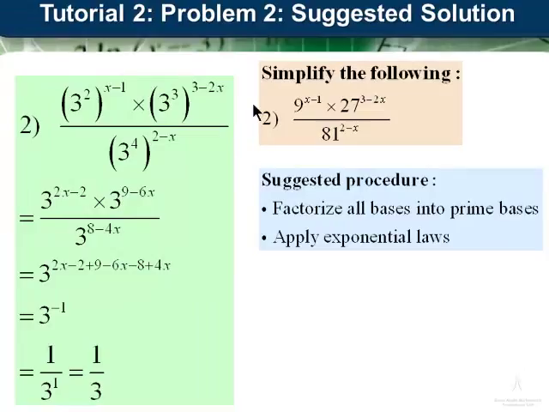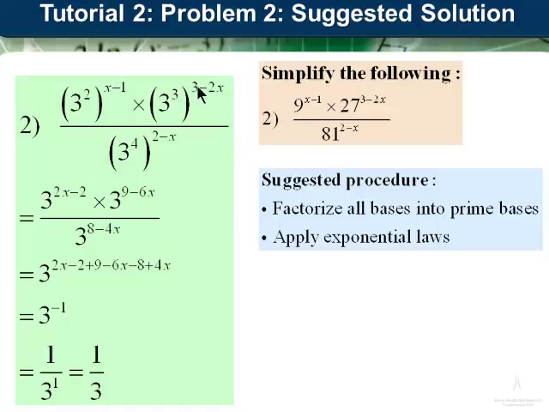As suggested, I convert the bases 9, 27 and 81 to 3 to the power 2, 3 to the power 3 and 3 to the power 4 respectively, and then simply determine the product of the two exponents here. So 2 multiplied by x minus 1. Remember, the x as well as the minus 1 needs to be multiplied by 2, so you get 2x minus 2.